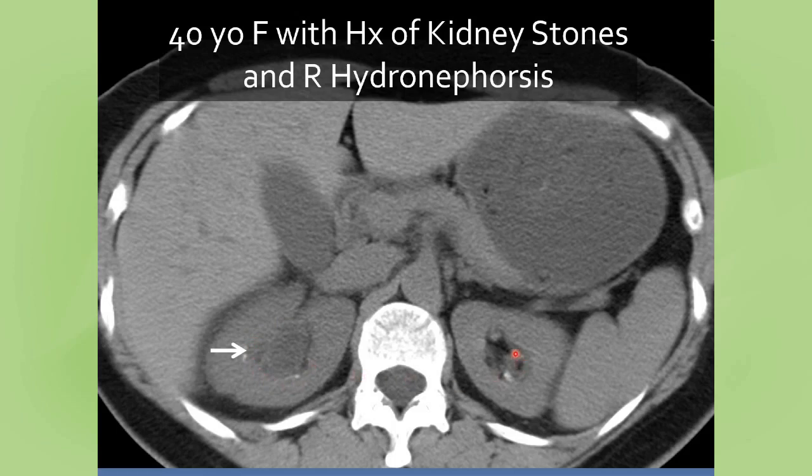Compare that to the contralateral side, where you can see the normal renal sinus fat and the calyces are all nice and contracted down. So she was sent to us because they wanted to know, is this patient obstructed? Do they have to intervene on this patient?